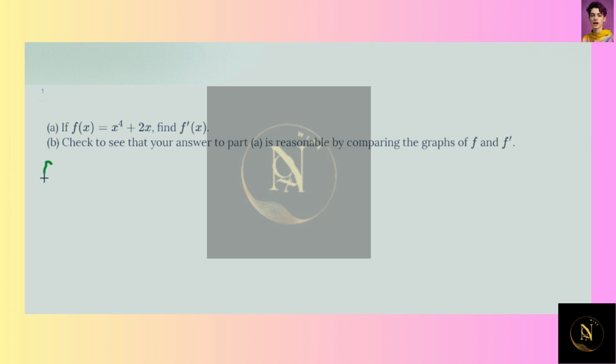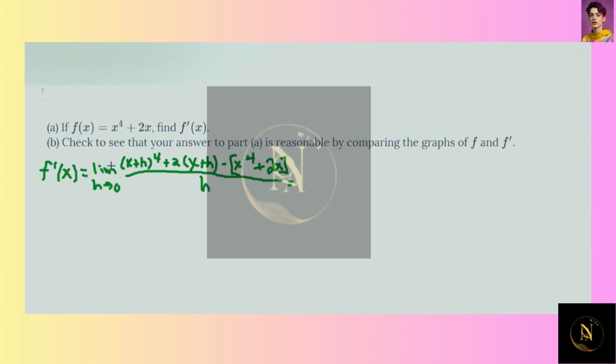Okay, let's use the derivative definition to find f prime of x. Limit as h approaches 0 of this function, f of x, evaluated at x plus h. So that means (x plus h) to the fourth power plus 2 times (x plus h). And then we're going to subtract the function f of x, x to the fourth plus 2x, all divided by just h.